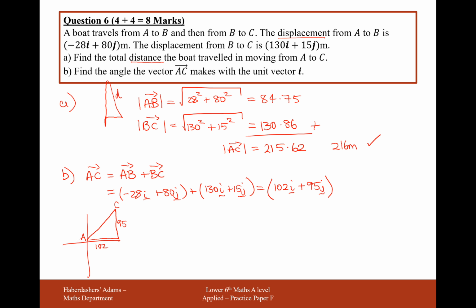So to work out this angle here between this and the unit vector i, remember i is effectively the x-axis, what we need to do here is a bit of a tan calculation. Theta here is equal to tan minus 1, or arctan, of the opposite over adjacent. So that's 95 over 102, which is equal to 42.96. So we'll say that's 43 degrees. Okay, so there's 8 marks for that question.